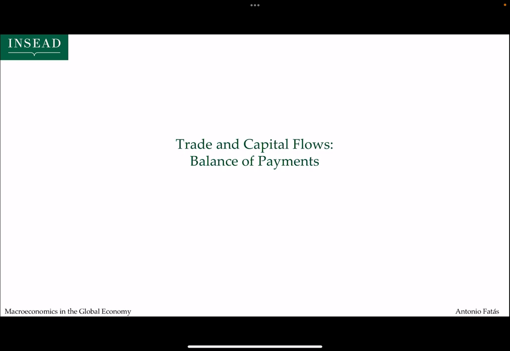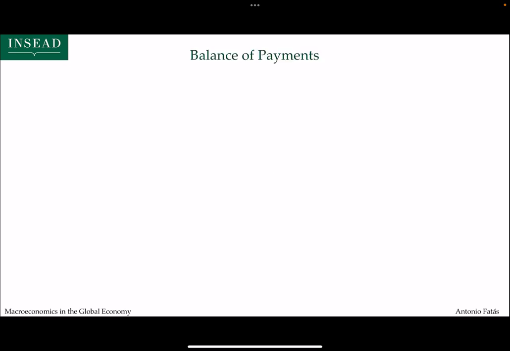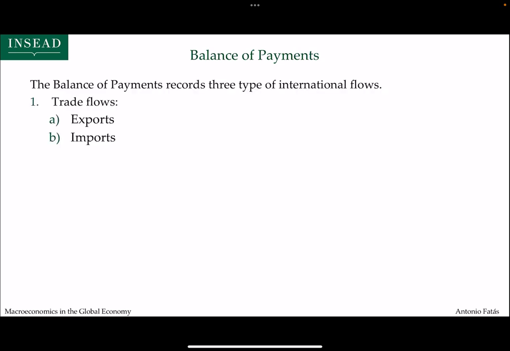In this video, we're going to look at the balance of payments, which records all transactions with the rest of the world. Now, the balance of payments will include three types of transactions. The first one is trade flows. This is sales of goods and services abroad, or purchases of goods and services from abroad. The labels we will use are exports, when we sell goods or services to the rest of the world, and imports, when we buy goods and services from the rest of the world.